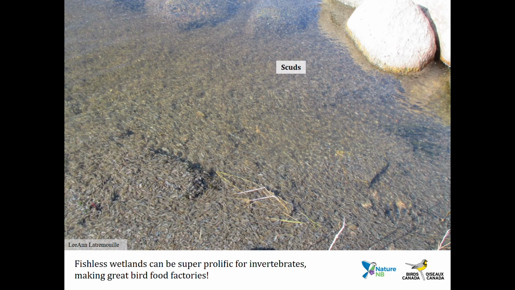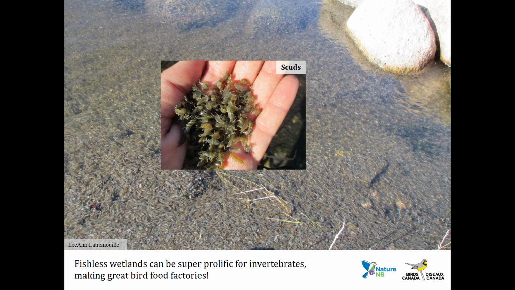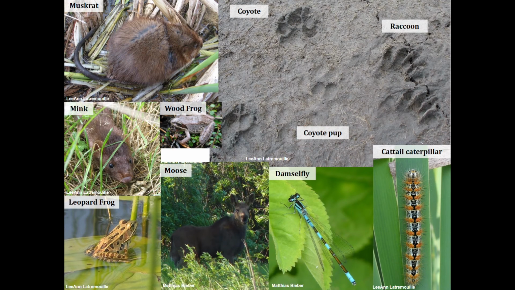And fishless wetlands can be very prolific for invertebrates, making really great food factories for especially birds. So for example, these images show scuds, which are related to shrimp. They're a type of small crustacean, and they breed in wetlands. And there are many species of animal that rely on these scuds as an important food source. And many mammals, amphibians, and insects rely on wetlands for habitat. So they're not just habitat for birds, they're also important habitat for lots of other species.